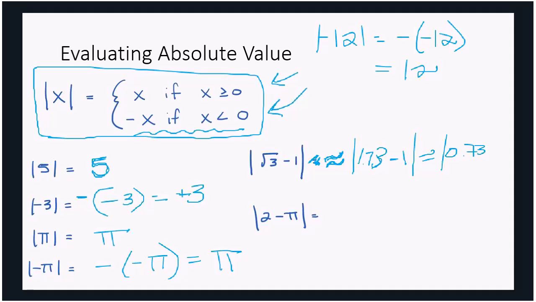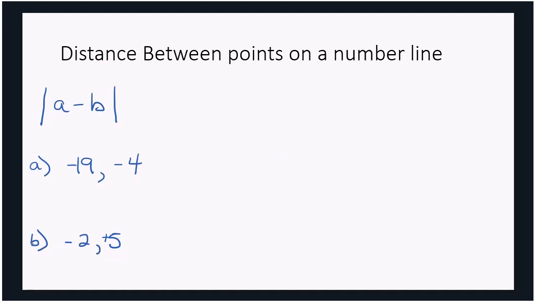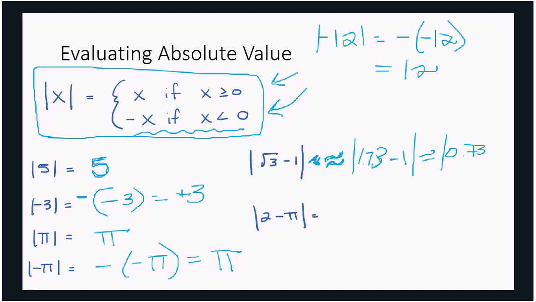And what you notice here is that now I know that my number inside my absolute value is a positive number. So if it's a positive number, that means that I can just keep my signs the same. So I can rewrite this with an equal sign and just say that the absolute value of the square root of 3 minus 1 is going to be the square root of 3 minus 1.